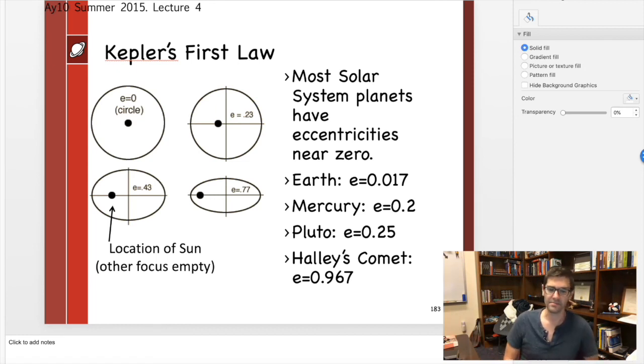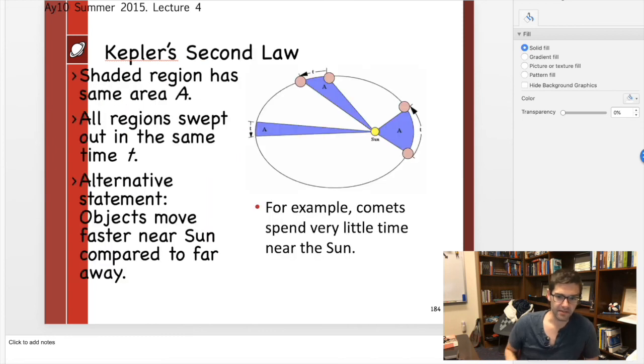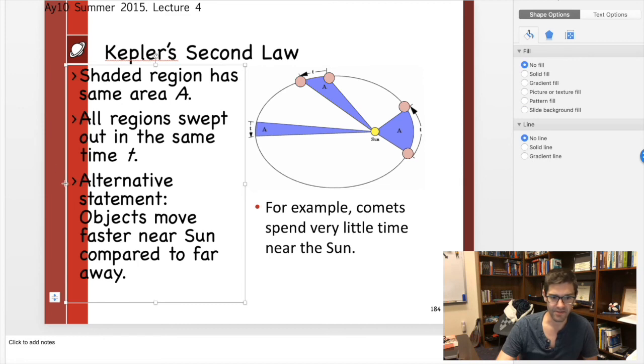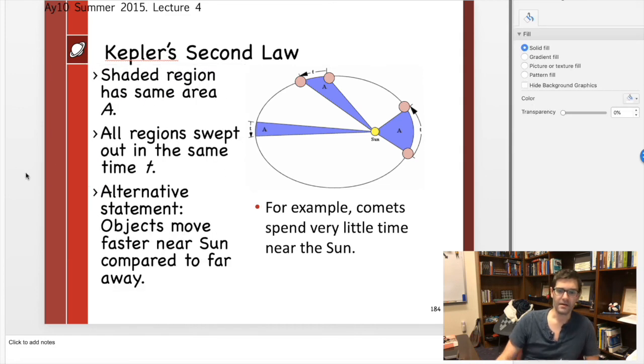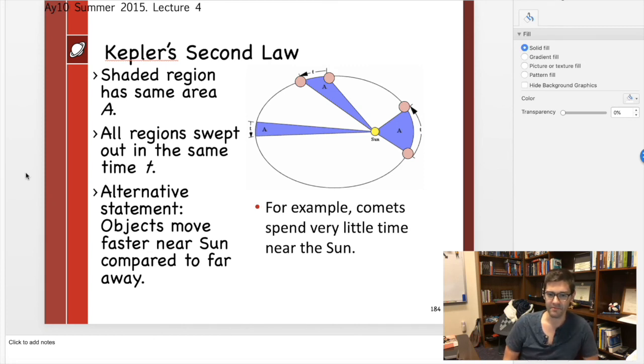But for the circle and the ellipse, those are stable orbits that repeat themselves over and over again. Kepler's second law, we will prove today, is more or less just a statement of the conservation of angular momentum. What it says is that an object moves faster when it's closer to the sun and slower when it's farther away, such that geometrically all those purple wedges have the same amount of area within them. If I were to calculate the area of those wedges, they would all have exactly the same amount of area.